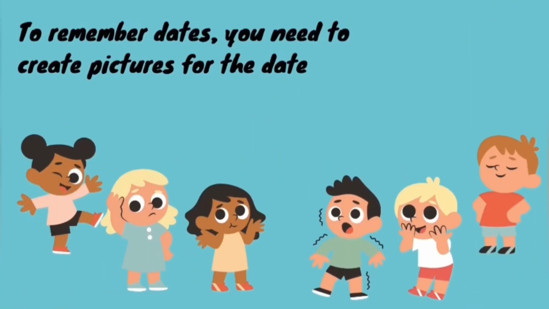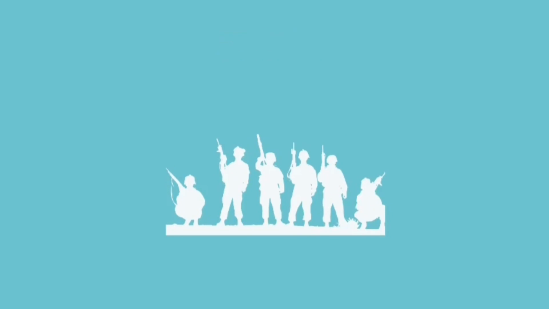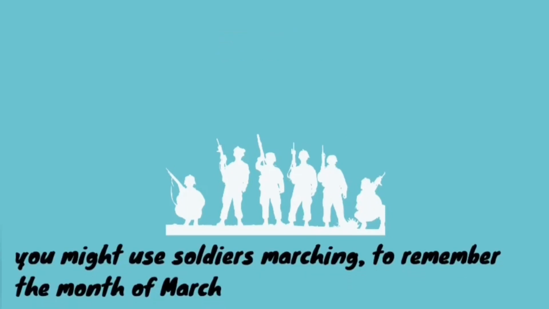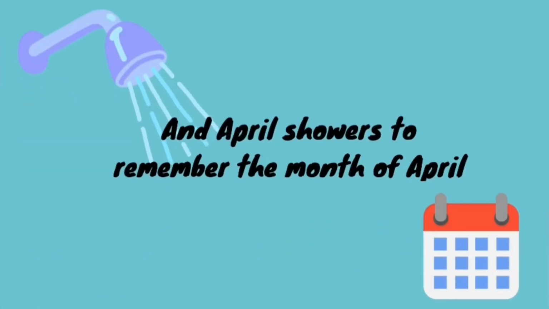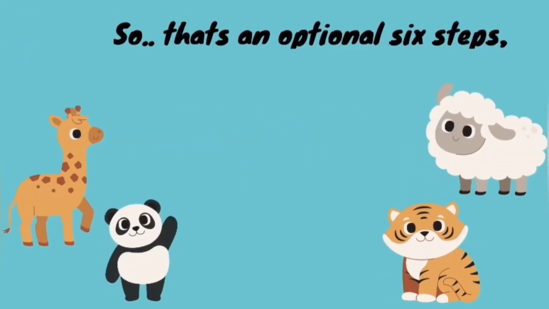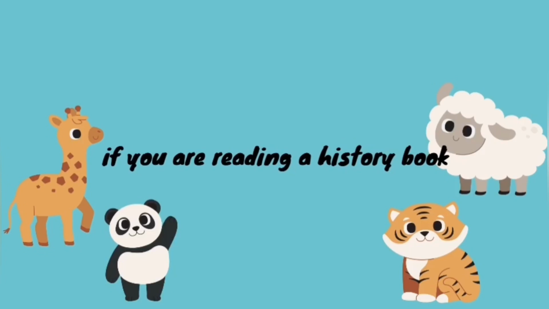To remember dates, you need to create pictures for a date. For example, maybe you use a cupid for Valentine's Day in February. For March, you might use soldiers marching to remember the month of March, and April showers to remember the month of April. So that's an optional 6th step, creating pictures for the months to remember important dates if you are reading a history book.